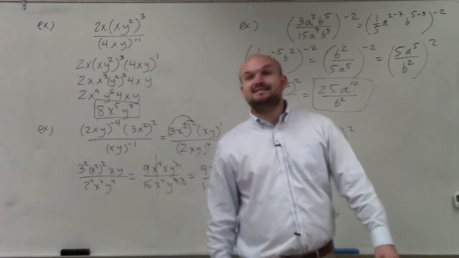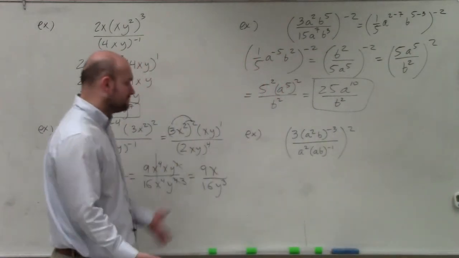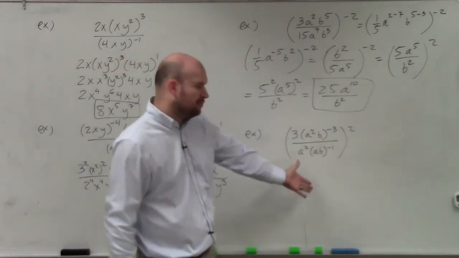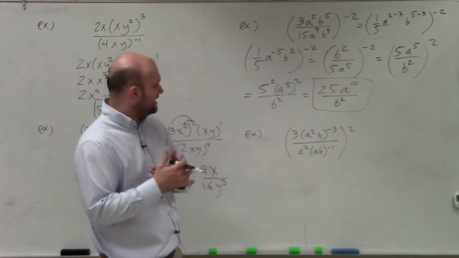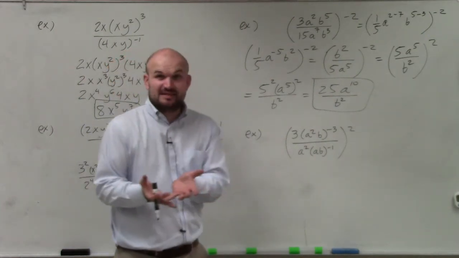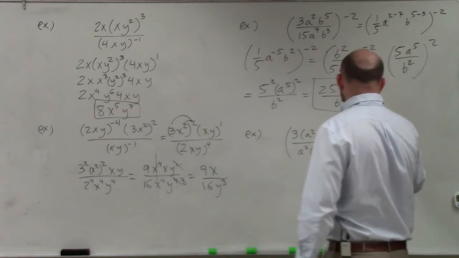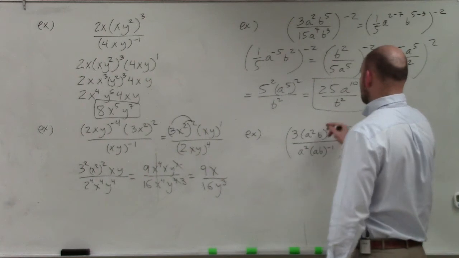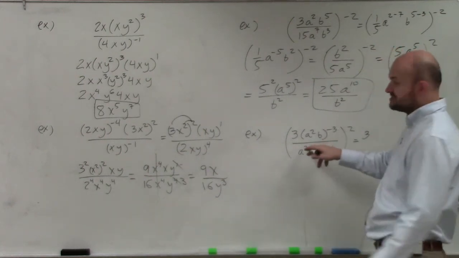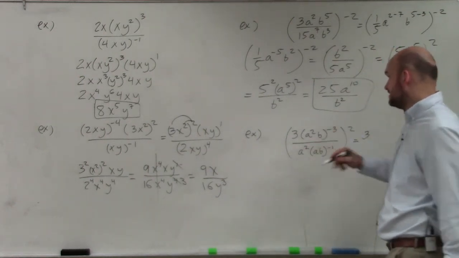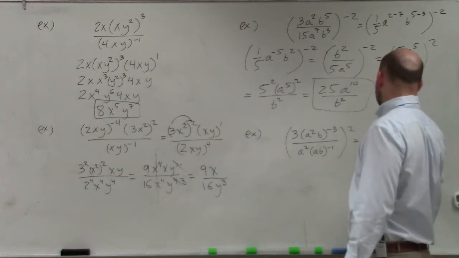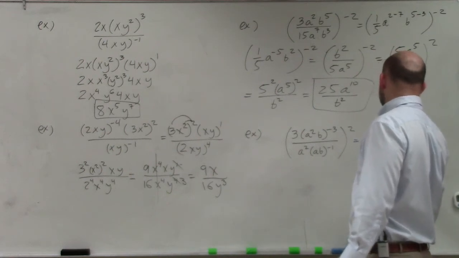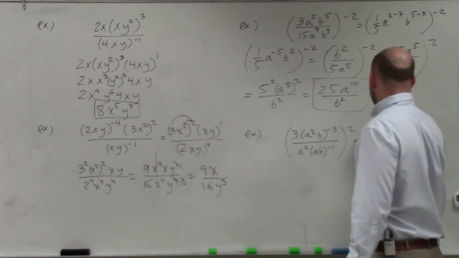All right, last but not least is, again, another problem where we have a power on the outside and we have a whole bunch of stuff going on the inside. So again, what I would do is simplify the inside, and the first thing I'd like to do is get rid of the negatives. So I'm just going to rewrite everything with positive powers. I'd write that as 3, bring that down and then bring this up. Notice how a squared is not raised to the negative, so that's going to stay in the denominator. So it's going to be 3 times ab to the first power over a squared times a squared b raised to the third power.